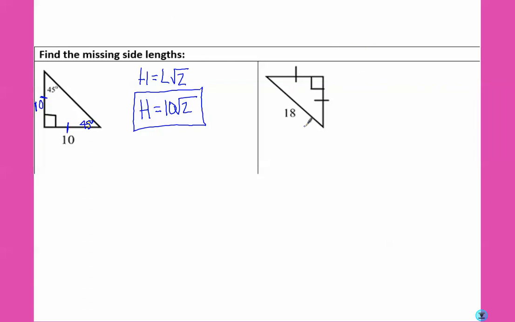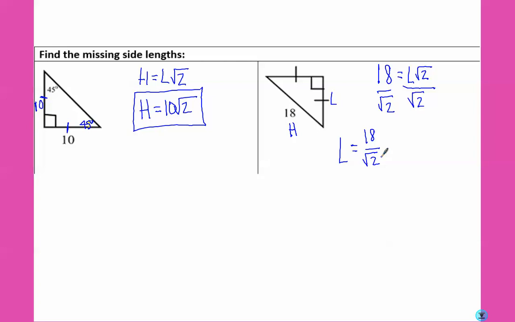In our second triangle, this time we know the hypotenuse and we want to find the legs. So we know that 18 is equal to the leg times the square root of 2. Divide both sides by the square root of 2. And we get that the leg is equal to 18 over the square root of 2.